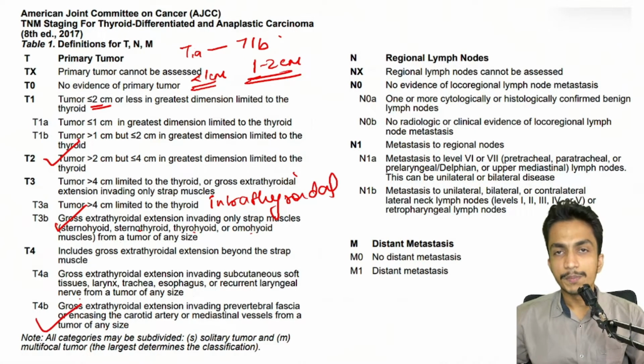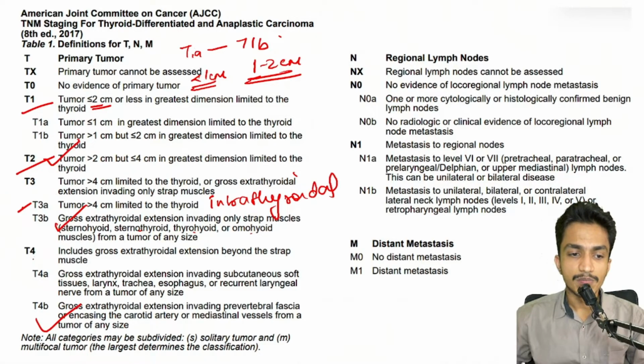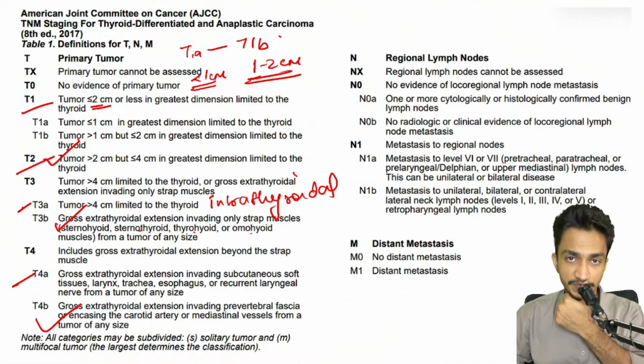So that is T4B. So T1 is less than 2 centimeter intrathyroidal, T2 is 2 to 4 centimeter intrathyroidal, T3A is greater than 4 centimeter but intrathyroidal, and T3B is greater than 4 centimeter with strap muscle involvement. T4A is involvement of surrounding structures, T4B is involvement of carotid artery and the prevertebral fascia.